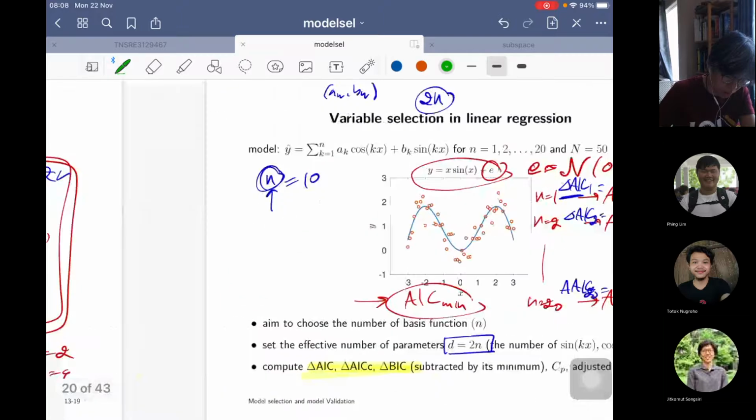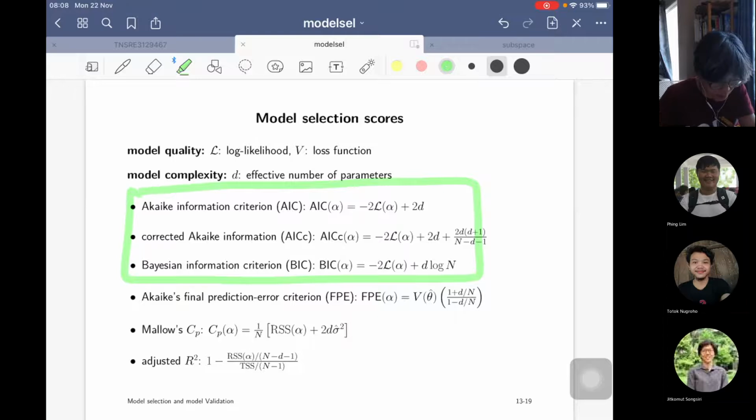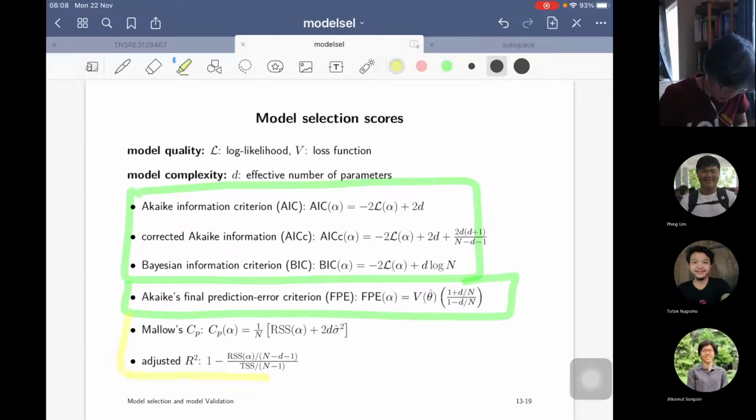Probably I should show this slide again. So we have seen model selection scores. The first three are based on the log likelihood function: AIC, corrected AICc, and Bayesian BIC. Also closely related is the final prediction error criterion. And the last two are model selection indicators that are typically derived in the context of linear regression.